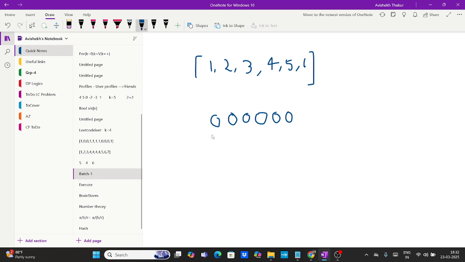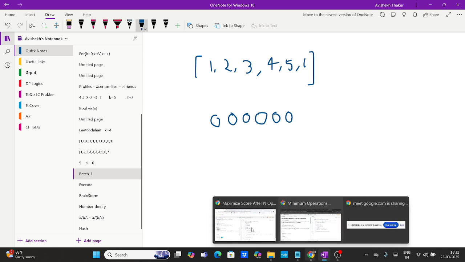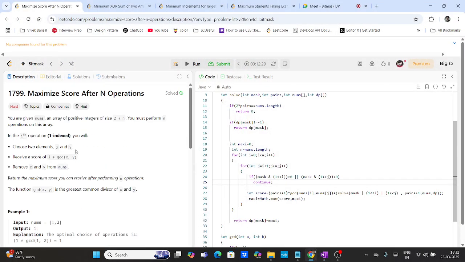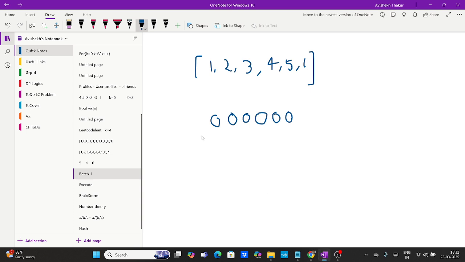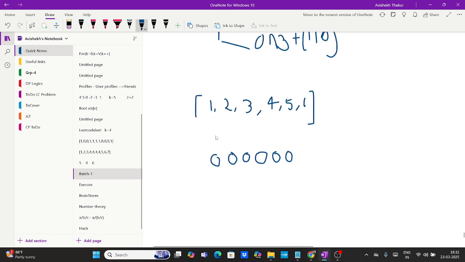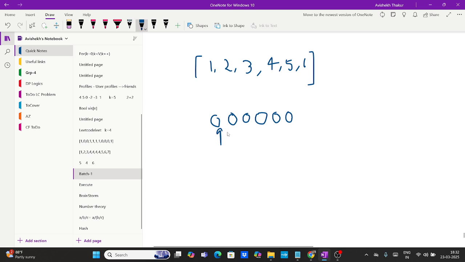What we need to do is take any two elements, do their GCD, and then multiply by i. Let's say this is round 1. Now, can I choose these 2 bits? Yes, I can choose it. Can I choose this bit? Yes, I can choose it.